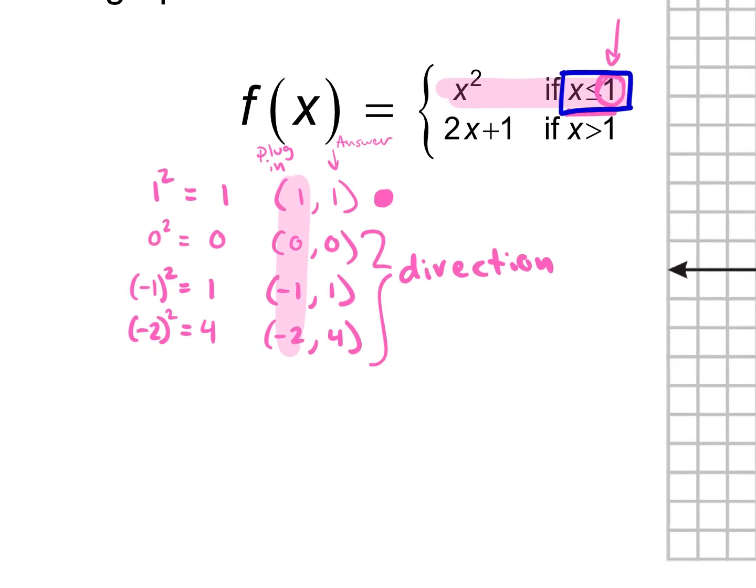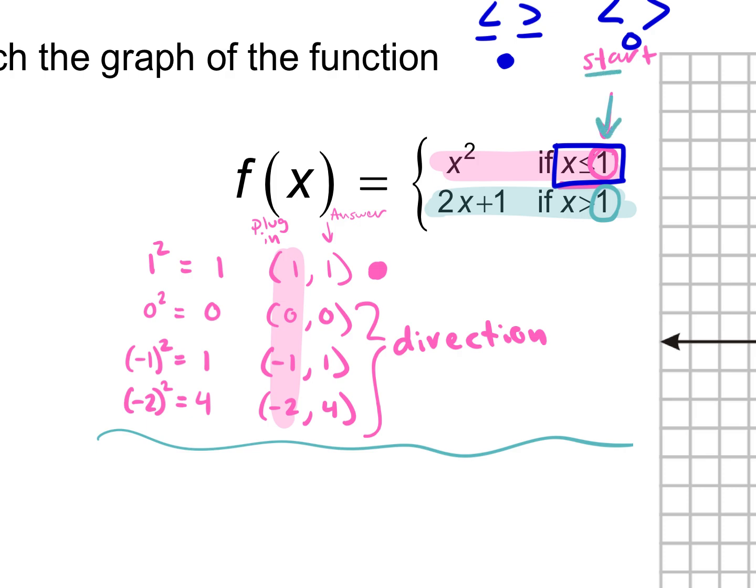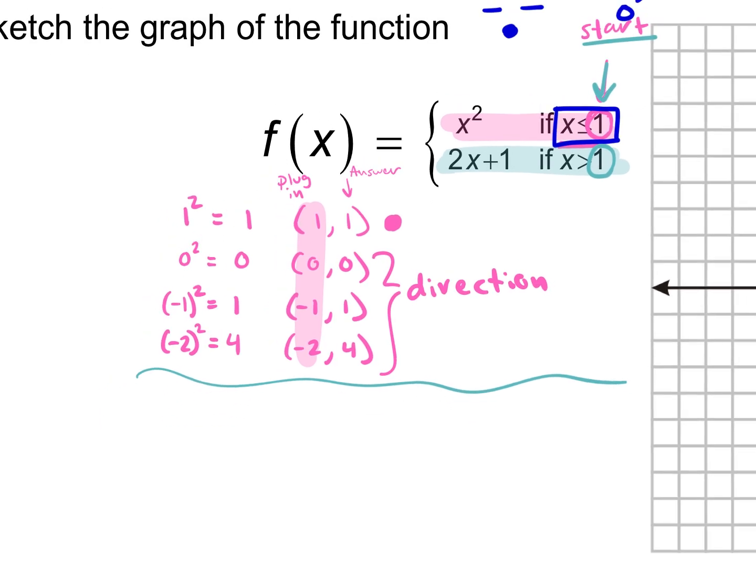Let's do the same thing with our second piece now. So I'm going to make that one teal. I'm going to do a different color. So I'm going to start with the number that it gives me. So what am I going to plug in first? 1. So always, always start with these numbers. So we're going to start by plugging in 1. So we have 2 times 1 plus 1. 2 times 1 is what? 2. And 2 plus 1? 3. So I plugged in 1 and got 3.